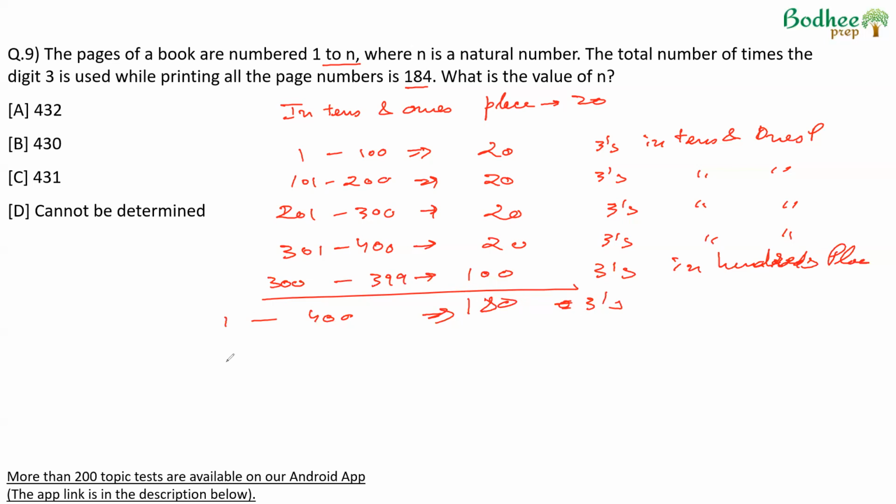Now we need 4 more threes. So the next 3 we will get at 403. After that we'll have 413. After that we'll have 423. Then the series for 430 will start.